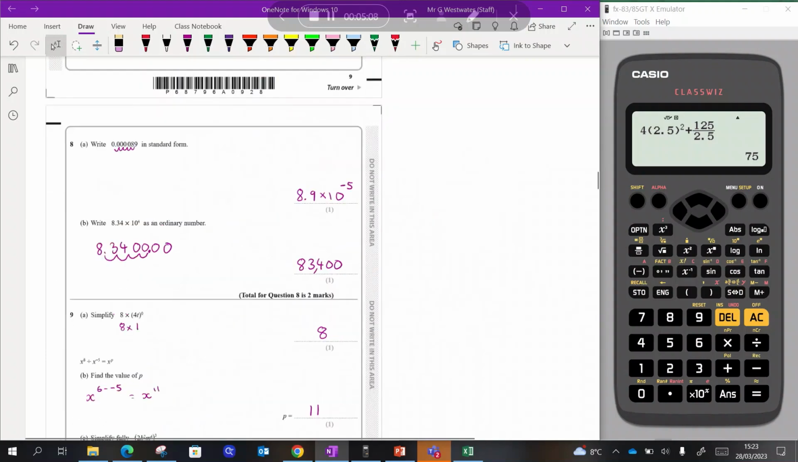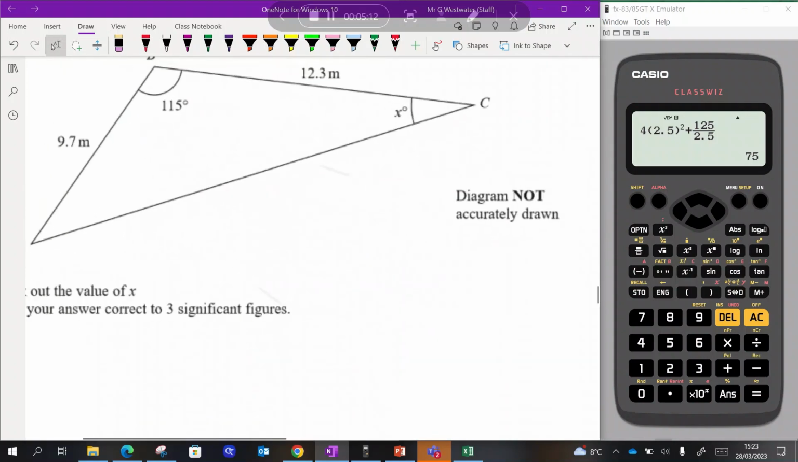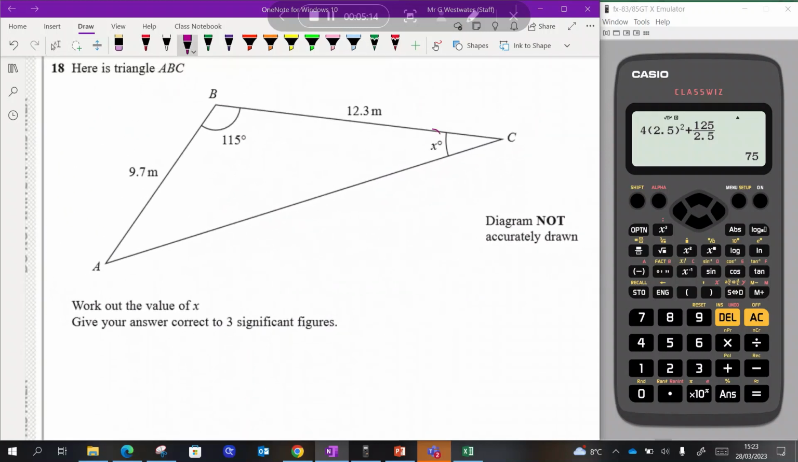Right, on to question 18. Here we are. So, we are trying to find out the value of x. Now, if I'm thinking about using the sine rule, I need 2 pairs of opposite sides and angles. I've got 1 pair of opposite side and angle, but then my only other angle is this one here, and I don't have this side. So I still want to use the sine rule, but actually what I think I might do first is work out what this side is.